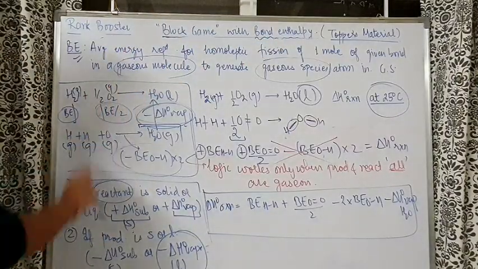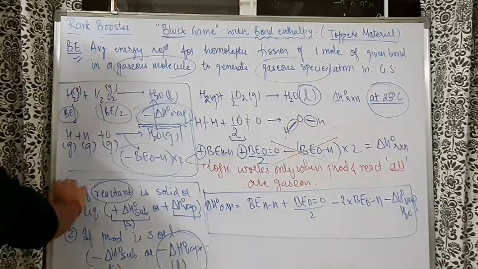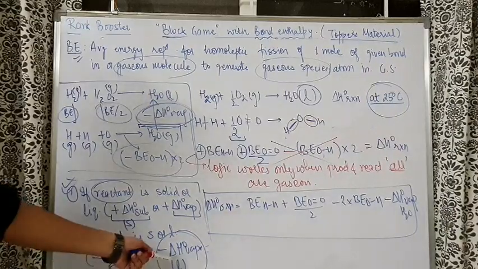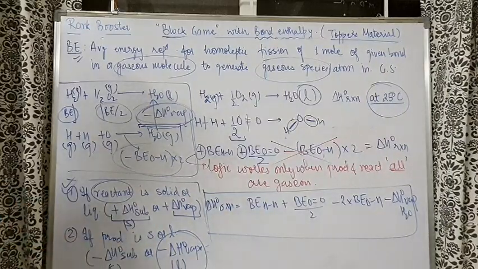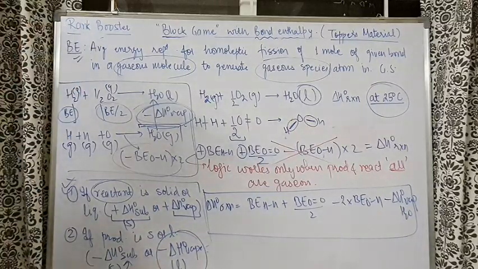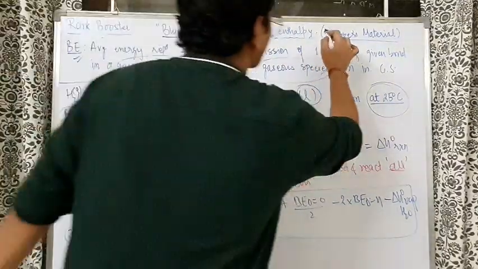If this is a headache to you, I know it will be the headache for most of you, do not worry. This is there. So if the product is solid or liquid, negative sign with enthalpy of vaporization or sublimation will come. If it is solid, then sublimation will be of a negative sign. So bhaiya, this is about the topper's material. That's why in the top I have changed the heading.